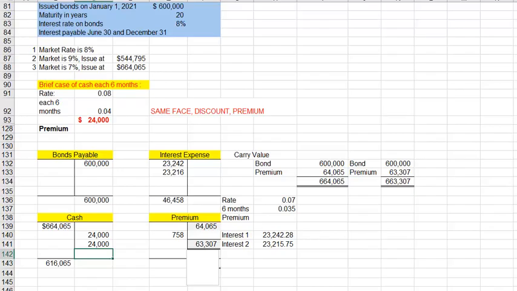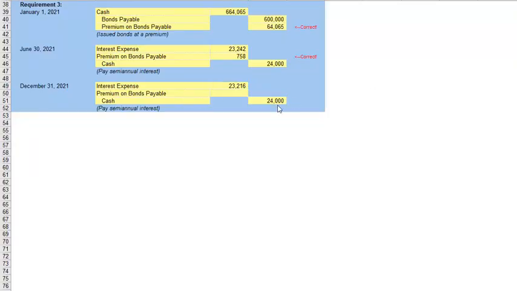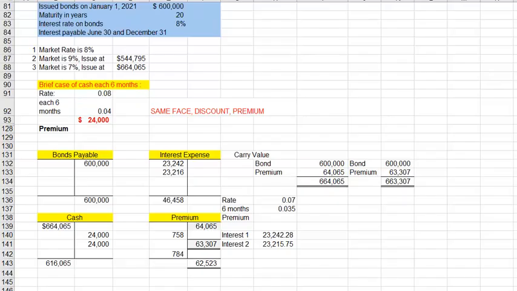Let's look at our journal entries. We have cash of $24,000 being decreased, interest expense being increased with the debit. The amount here is going to be $784. Does this make sense in our T accounts? Our interest expense is going down slightly each 6-month period. That makes sense to me because our carrying value is also decreasing. Over time, our carrying value will become smaller and smaller until it equals $600,000.